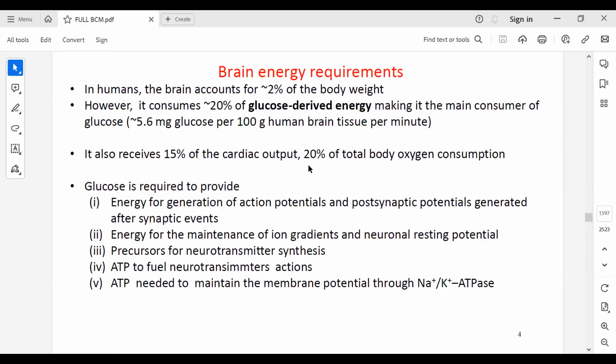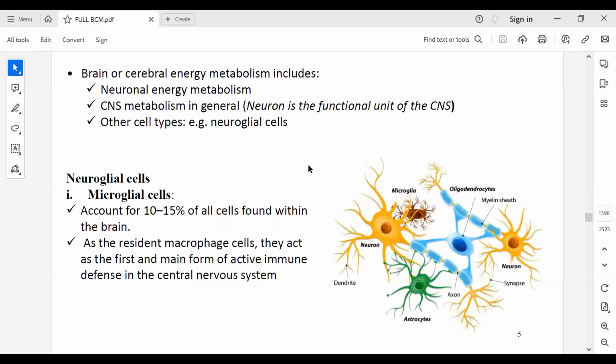The brain most of the time uses glucose-derived energy. The heart uses more of the fatty acids. Why glucose is required, you already know: we need energy to do many of the things in the brain. You can read on that.